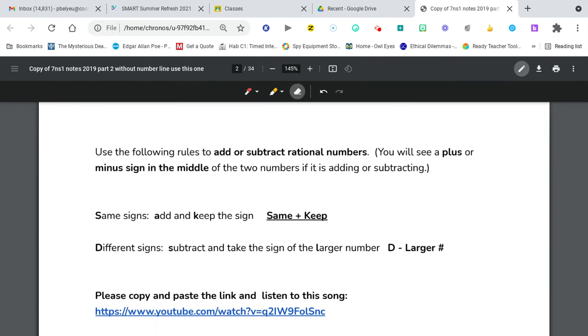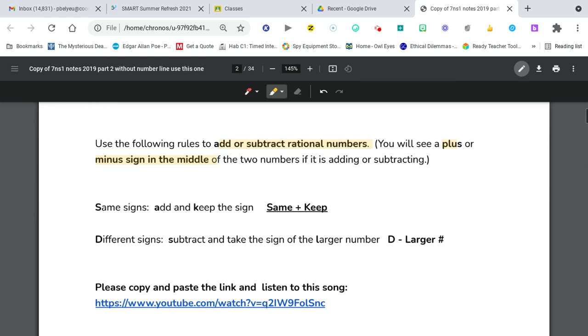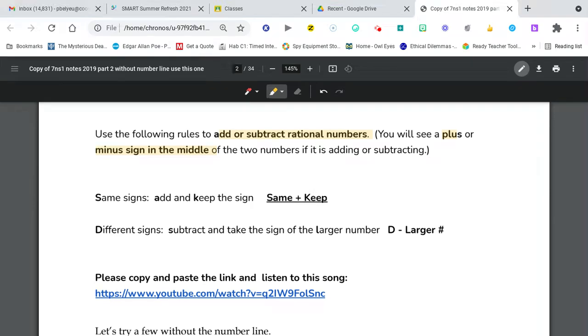All right, so you have certain rules. We're going to look at some rules. Without using a number line, we're going to add and subtract integers. It says use the following rules to add or subtract rational numbers. You will see a plus or minus sign in the middle of the two numbers if it's adding or subtracting. Some of my students get mixed up on whether it's add, subtract, or multiplication, division. It's only addition and subtraction if you see a plus or a minus sign in the middle, okay? Then it's addition and subtraction. So you can use these rules I'm about to give you, or you can draw your own number line and use it. So here are the rules.